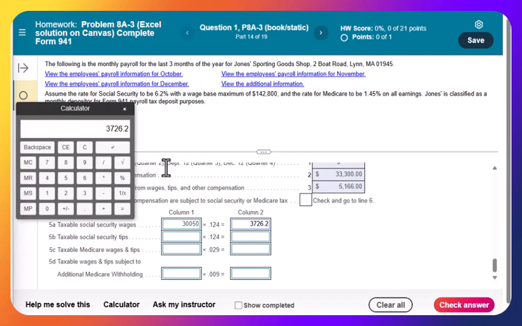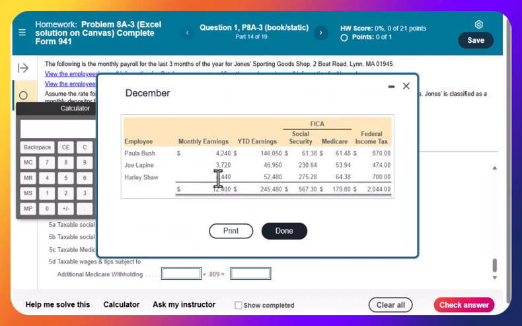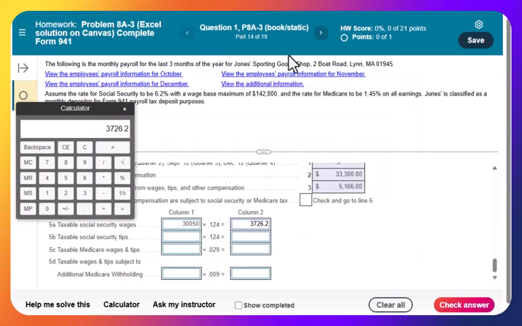And then we can go ahead and skip 5B because nobody got tips. And go ahead and verify that here. This is just monthly earnings, no tips in these tables. So also remember, according to these instructions up here, that if something is 0, we don't enter a 0, so we leave that line B blank.